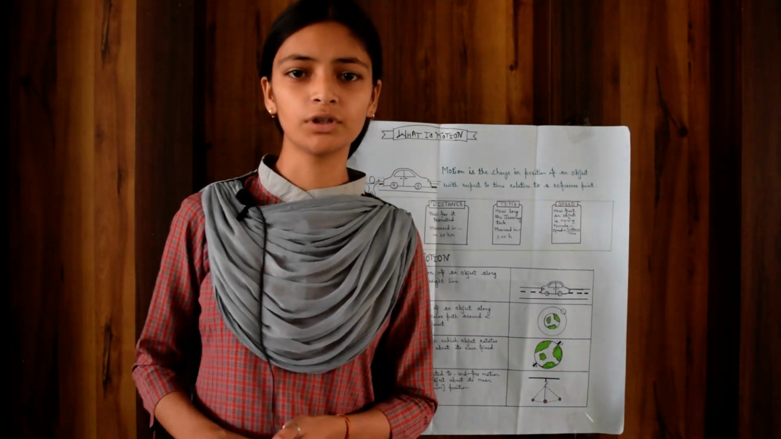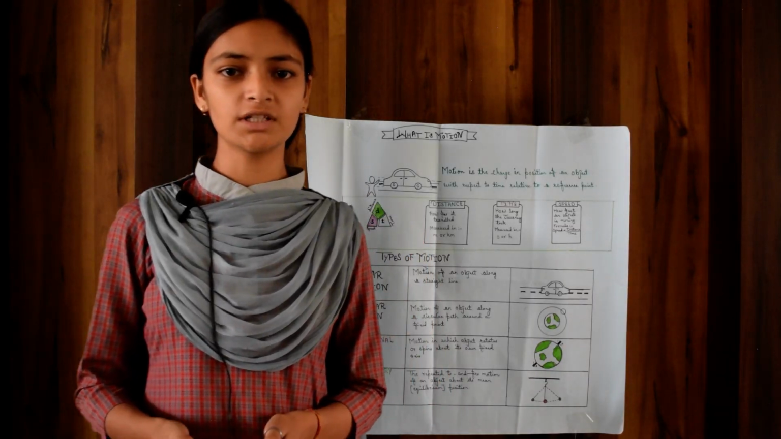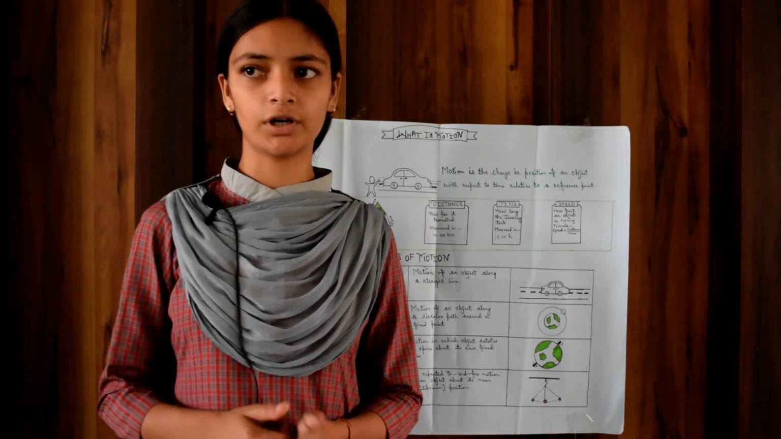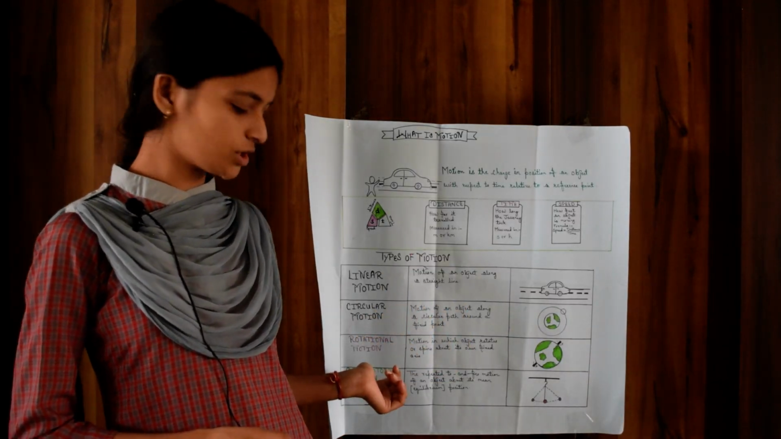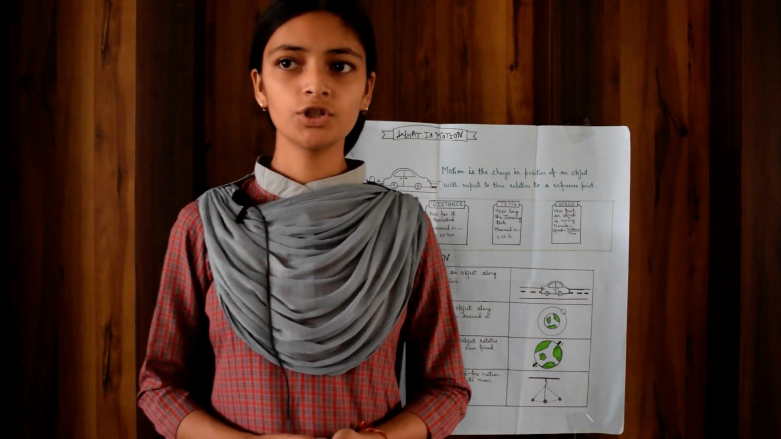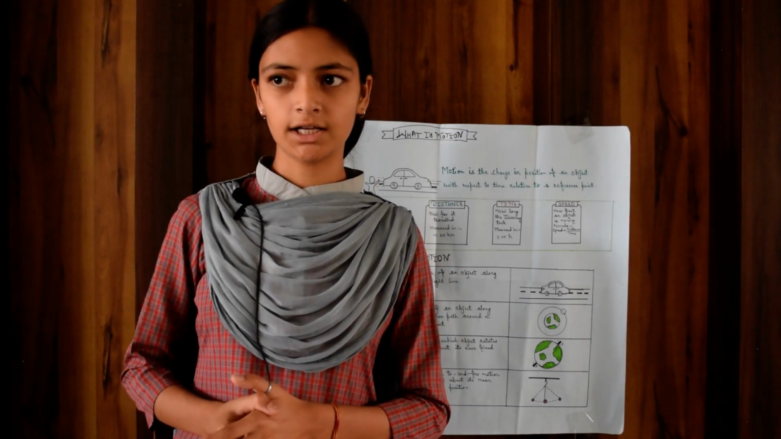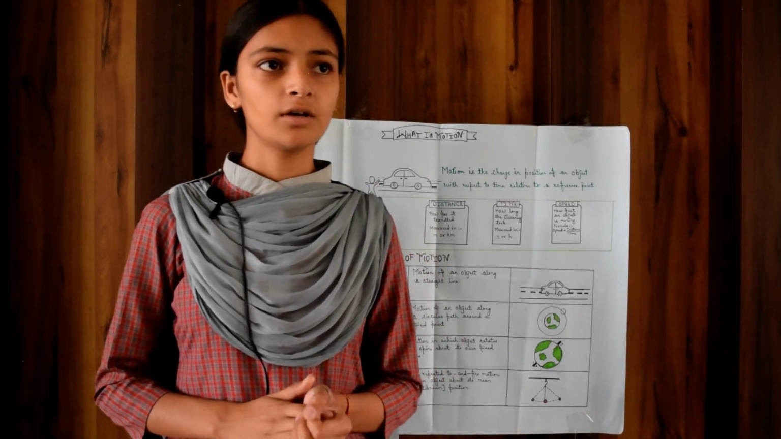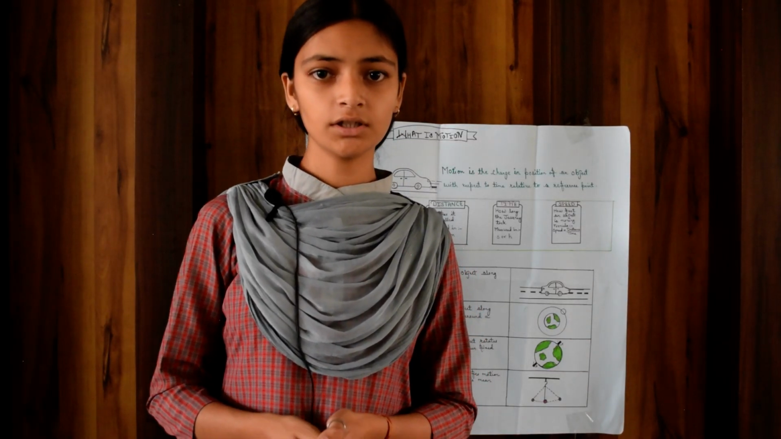Now let us come to the types of motion. There are many types of motion, but here we will discuss only four types: linear motion, circular motion, rotational motion and oscillatory motion. Firstly, linear motion. Motion of an object in a straight line is known as linear motion. It means when an object moves in only a straight line, it is known as linear motion.